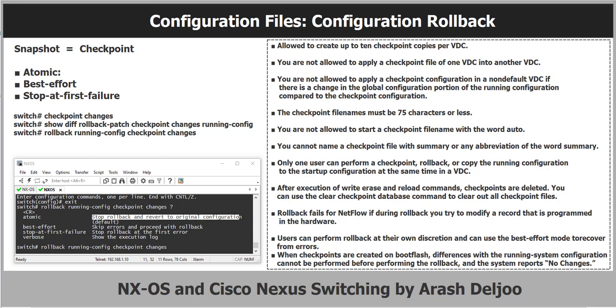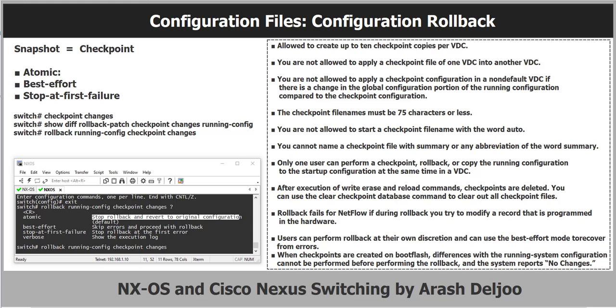Maybe some of them can be understood in future time when you understand better about the VDC or some other things, but I'm going to review them here. About the rollback or configuration rollback, it has some limitations. First, you are allowed to create up to 10 checkpoint copies per VDC.